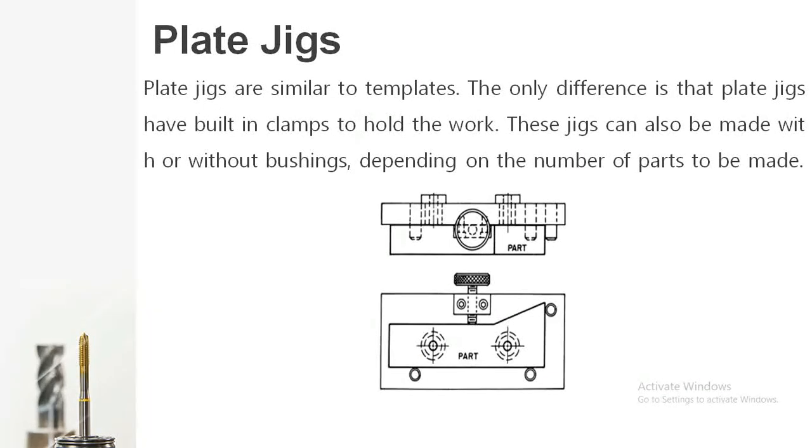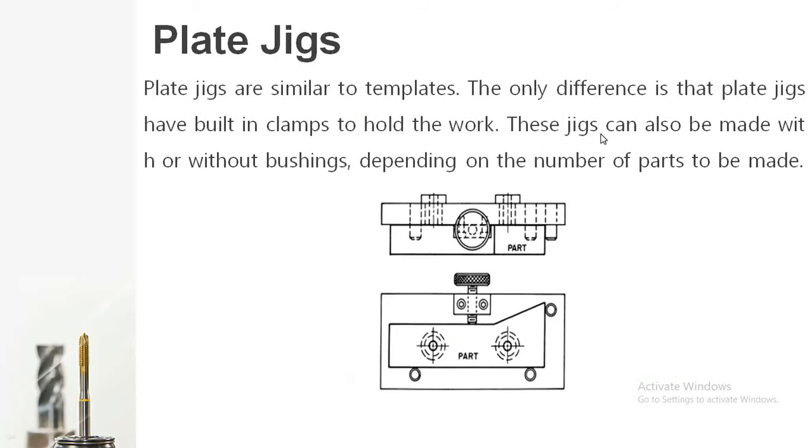Next is the plate jig. These are similar to template jigs. The only difference is, plate jigs are also used to machine the workpiece at an accurate location, but plate jigs are clamped. At the bottom of the plate jig, in the figure below, you can see a clamping screw that will hold the plate jig at the desired location, and it will not only hold the plate jig but will also clamp the workpiece at the proper location.